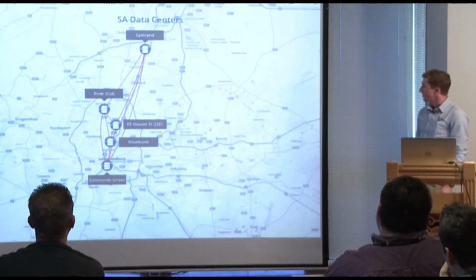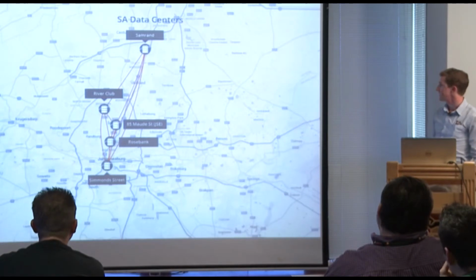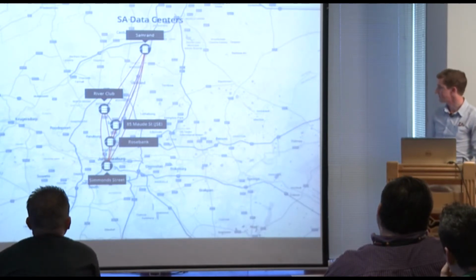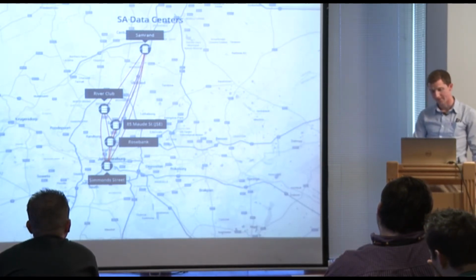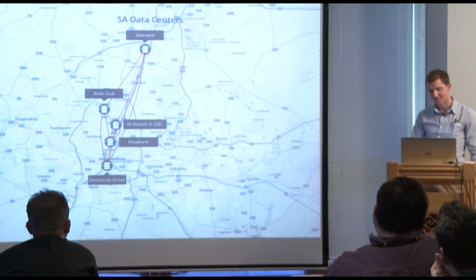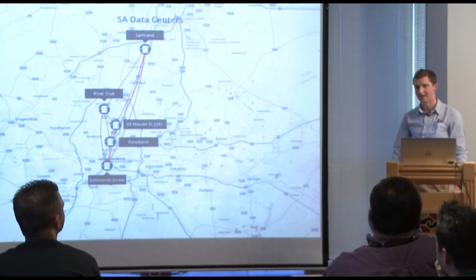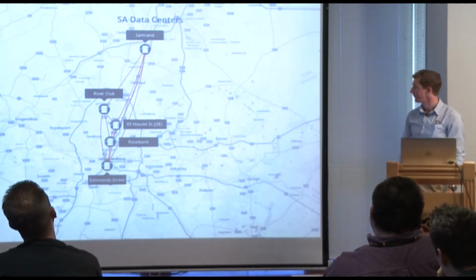This is a view of our data centers here in South Africa, Samrand being our primary data center and River Club being our secondary data center. The key thing to note here is the distance between the data centers. Obviously, where latency is a concern, you need to make a conscious decision around where you deploy applications.